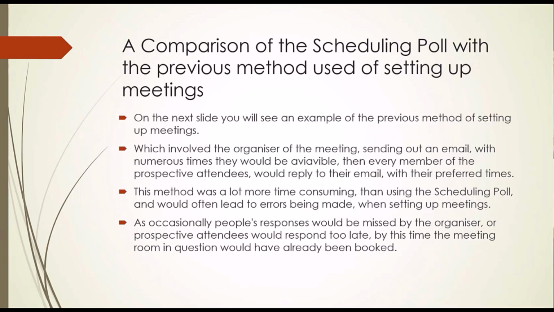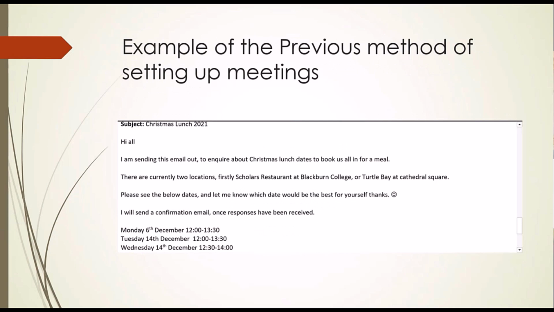And this final section is just going to be a comparison of the scheduling poll with the previous method used of setting up meetings. So on the next slide, you'll see an example of the previous method, which involved the organizer of the meeting sending out an email with times that will be available. Then every attendee would reply to that email with their preferred time.